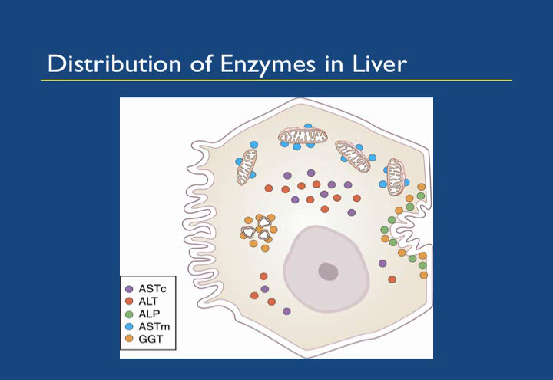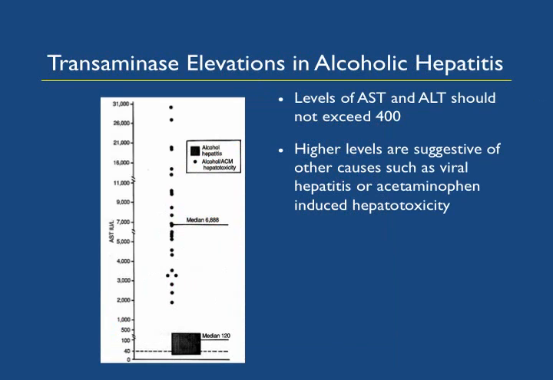However, this is not the pathogenesis in alcoholic hepatitis. What happens in alcoholic hepatitis is a prominent display of mitochondrial dysfunction, and thus AST, which is found both in the cytoplasm and mitochondria, is released at a much higher level than ALT. The pattern of transaminase elevations in alcoholic hepatitis, as I mentioned to you before, is very characteristic.